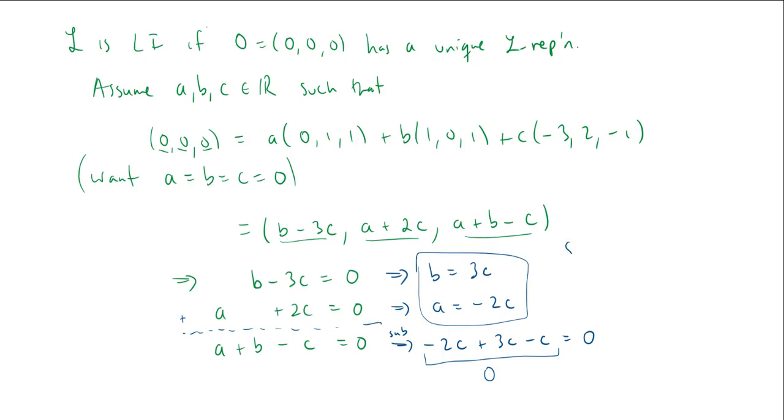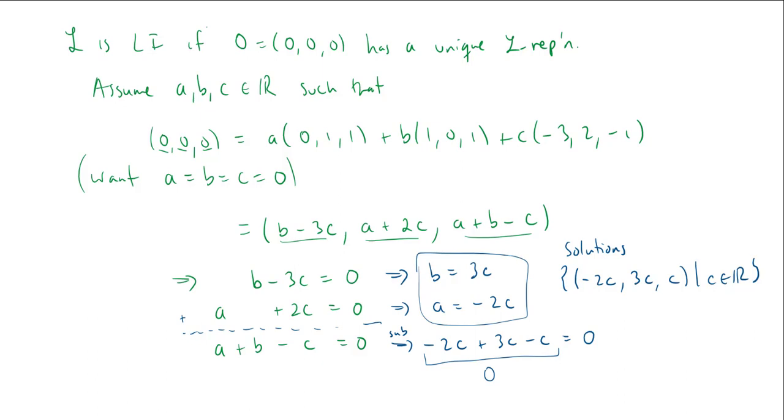So the solutions to our system are going to be all things of the form. So the A should be negative 2 times the third component. The B should be 3 times the third component. And then I can pick any third component I like. So C can be any real number. So we just pick a real number.